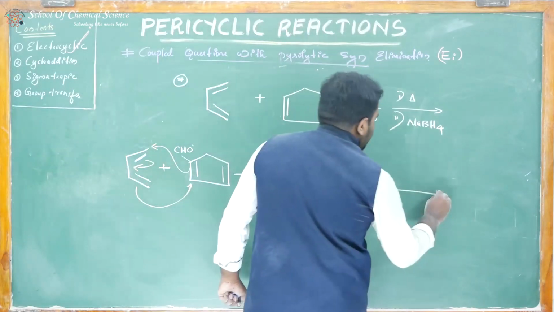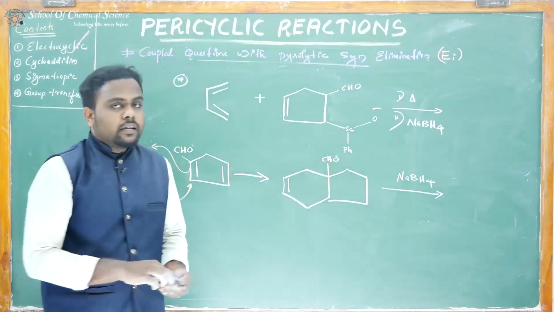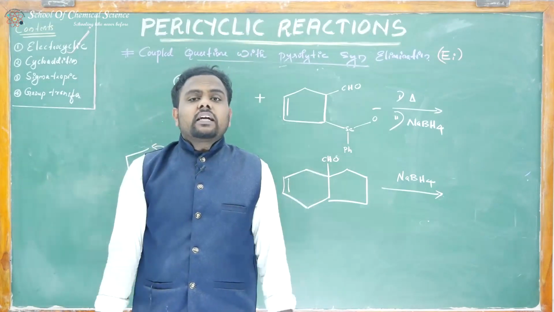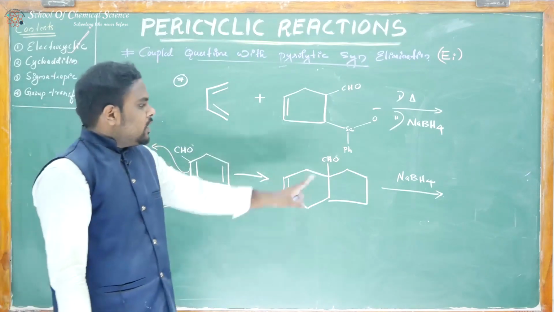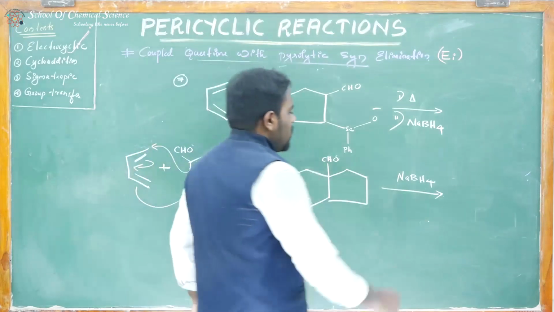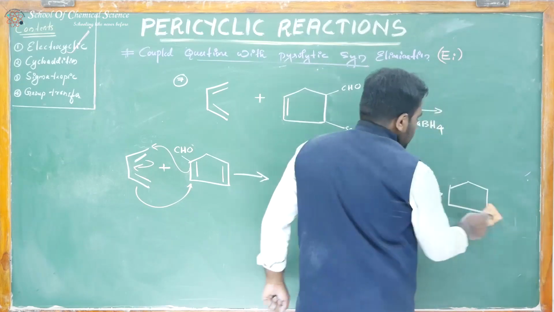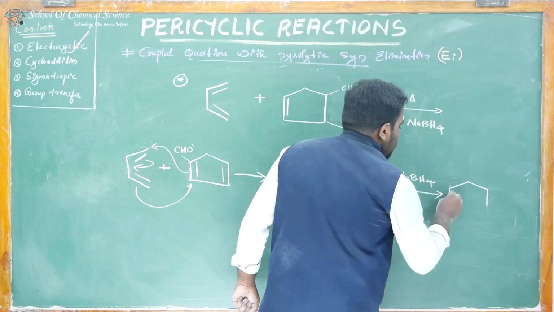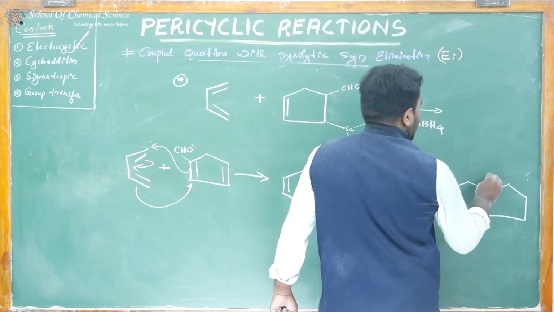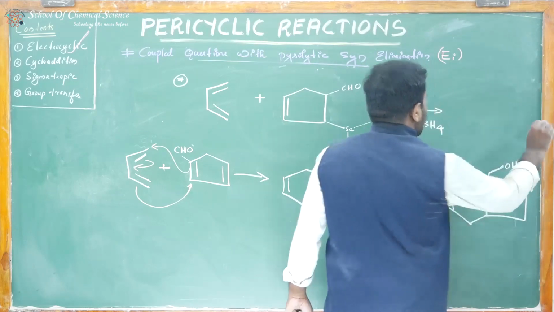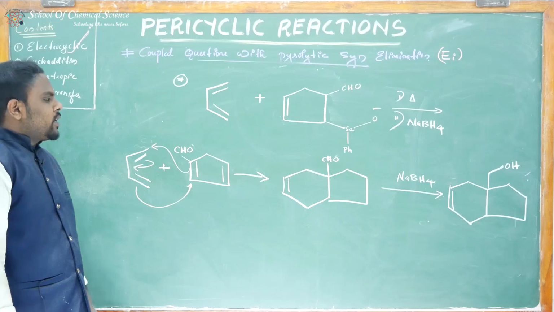Okay. Then reduction using sodium borohydride. What is the function of sodium borohydride? Double bond is not affected, only the reduction of carbonyl compound. But lithium aluminum hydride will reduce both the double bond and carbonyl compound. Sodium borohydride selectively reduces the CHO to a primary alcohol. Aldehyde is reduced to a primary alcohol. Double bond as such, 5-membered ring, CHO is converted to CH2OH. So that is your product.